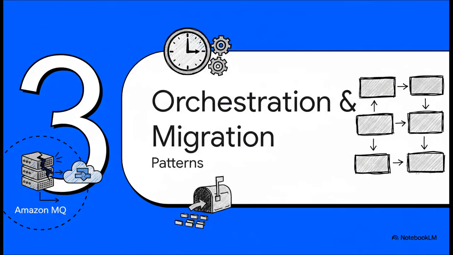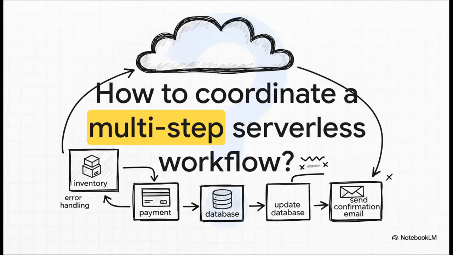All right, on to our final set of patterns. This is where we get into managing really complex, multi-step processes with Step Functions and dealing with migrating older systems using Amazon MQ. Think about a checkout process on a website. It's not one step. You have to check the inventory, process the payment, update the database, send a confirmation. You get it. Some of those things might need to happen in parallel, and you've got to handle errors at every single step. What service can possibly tie all of that together?